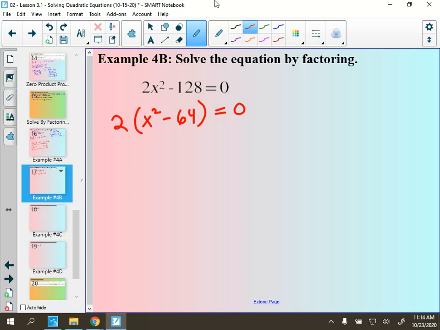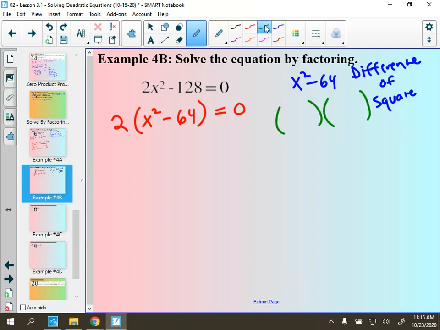So if we just maybe focus on this part of it, the x squared minus 64, this is called difference of squares. Why? Because it's literally the difference, right? Subtraction means difference of two perfect squares. X squared is a perfect square. 64 is a perfect square. So it's pattern based. For right now, just take my word for it that this factors.